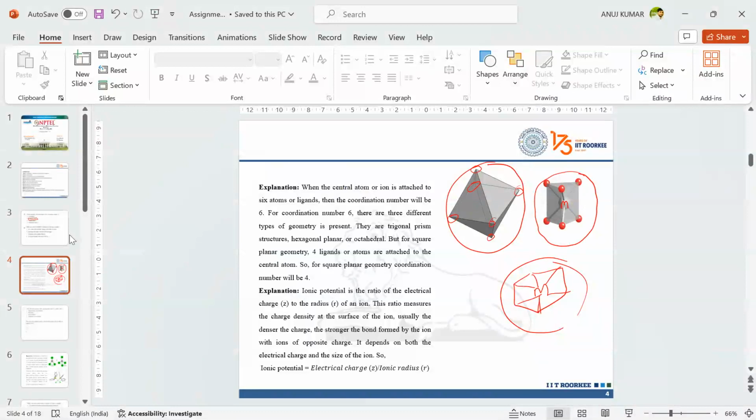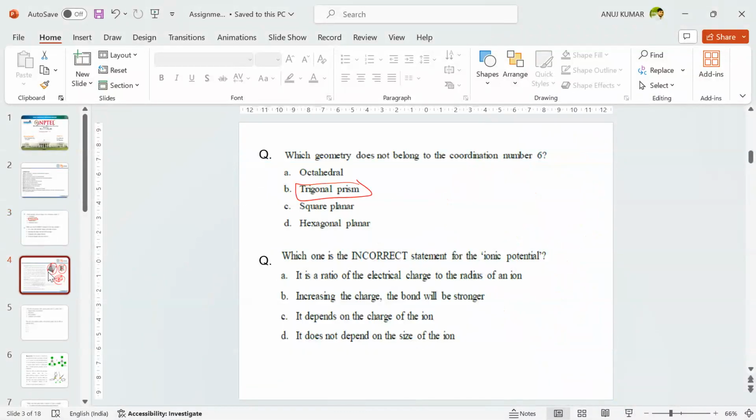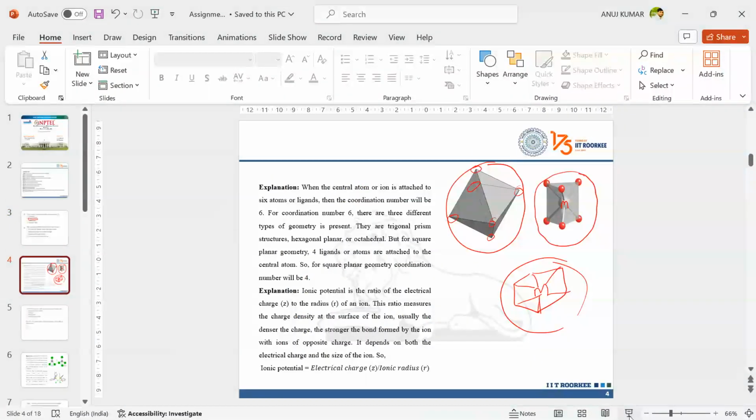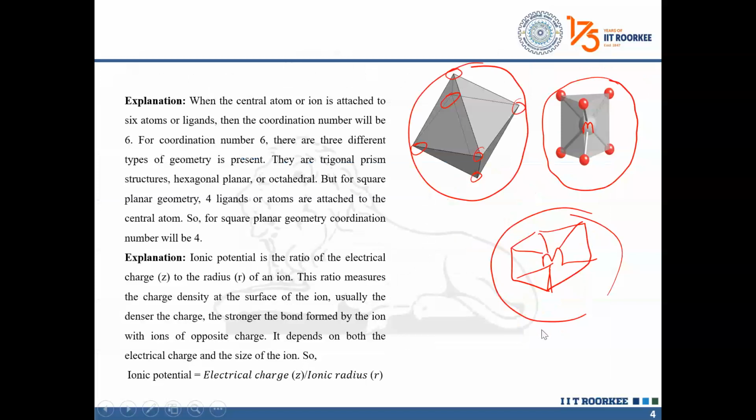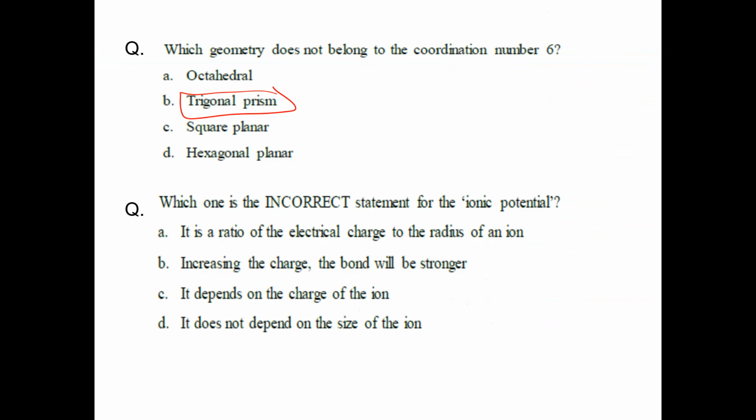So what about the square planar complex? Okay, in case of a square planar complex, the coordination number is 4, right? So this geometry does not belong to the coordination number 6. Clear?